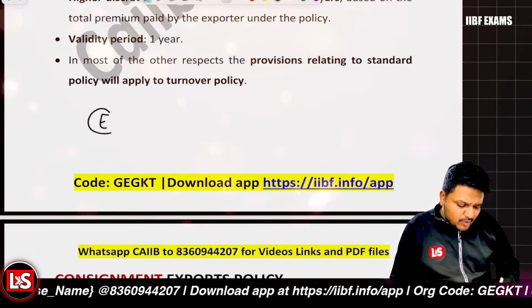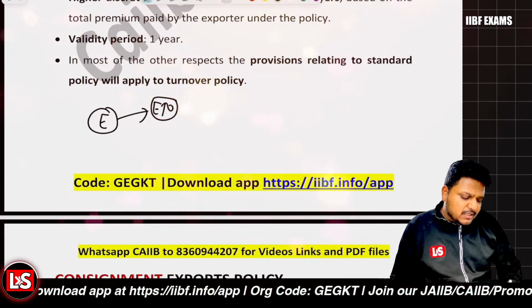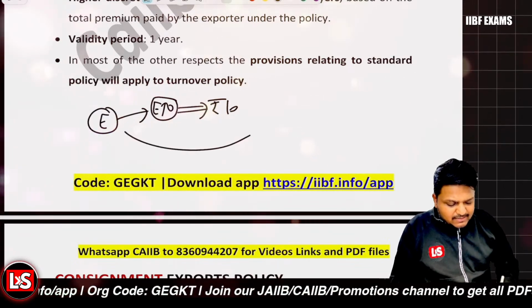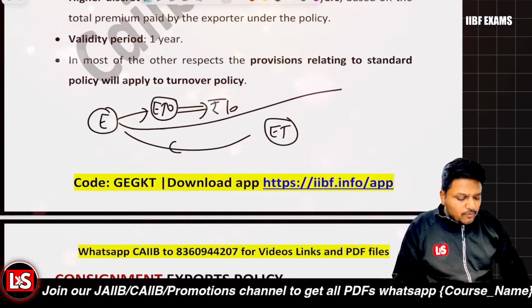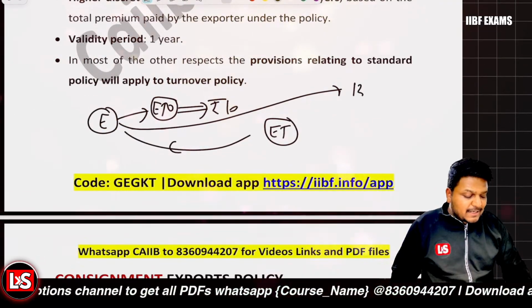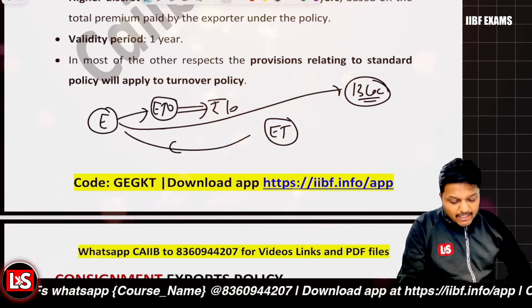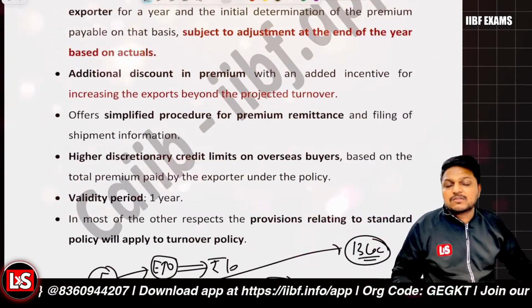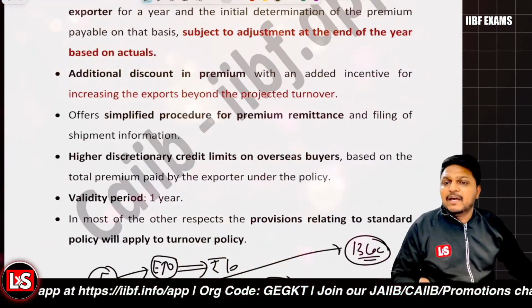So let's say we are talking about the exporter. An estimation related to the export turnover will be taken, and let's say the premium exceeds the 10 lakh rupees window. So the person is entitled to get the export turnover policy, right? And let's say their overall premium for the year was 13 lakh rupees. So the adjustment will be made at the end of the year, and definitely an additional discount can be given to them. Why an additional discount? Because the particular person is already paying a very high range of premium.